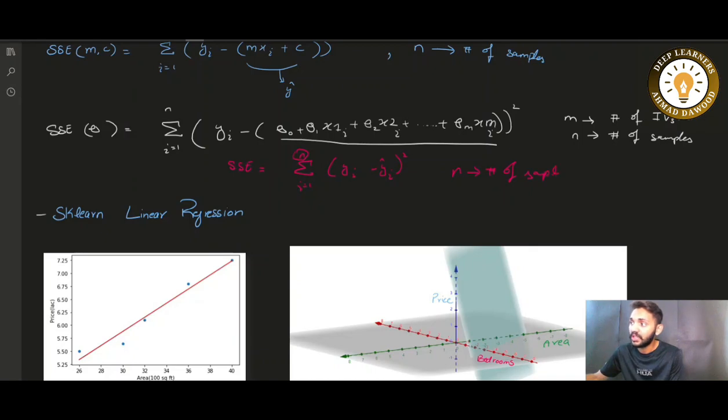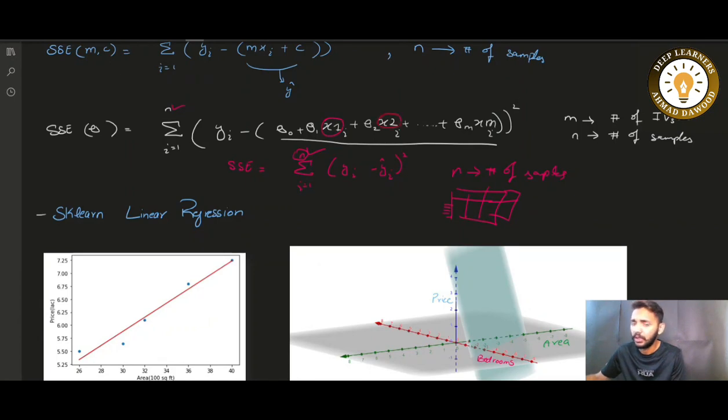Or you can say how many rows we have in our data set. This is the n number of rows we have in the data set. So here n represents the number of rows. Now here, this x1, I write in this way.